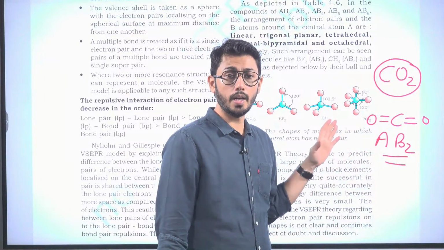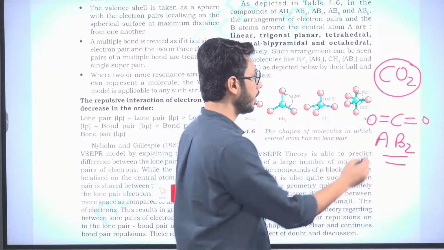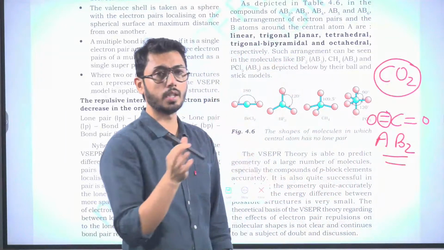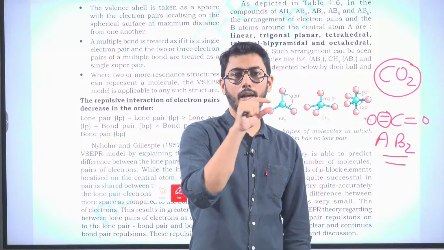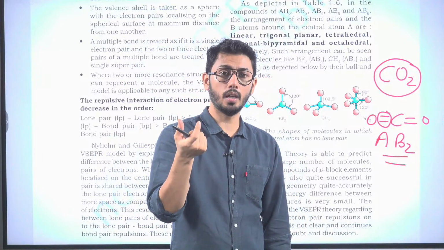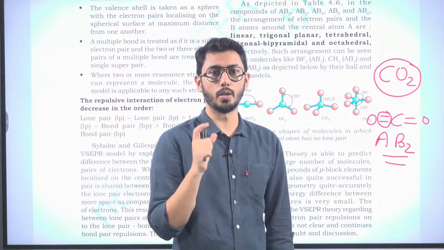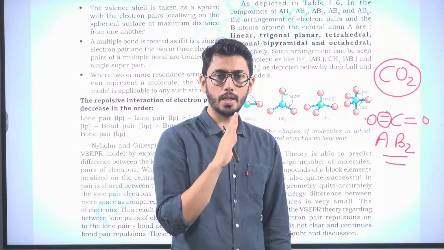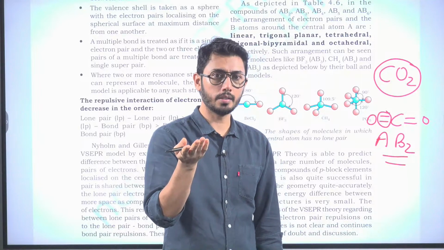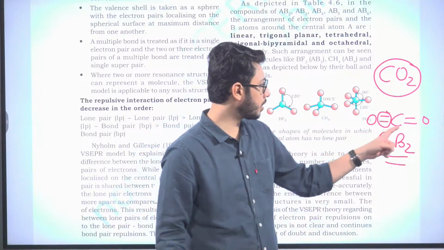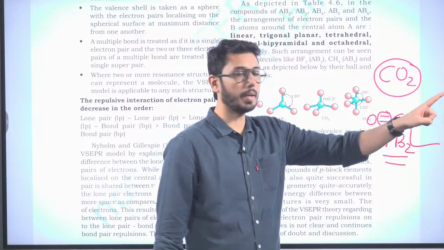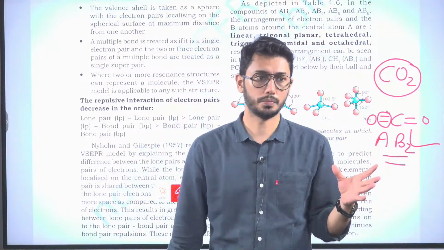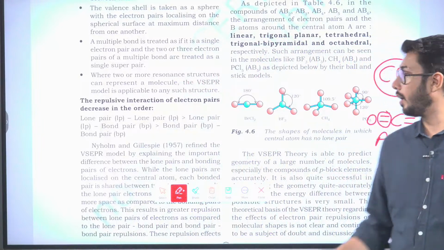I will not say 4 bonds are there, AB4. No. Why? Because of the postulate of VSEPR that a multiple bond is treated like a single electron pair or single entity, as per the VSEPR model. So we will say it is not AB4; it is still which type of molecule? CO2 is an AB2 type molecule. Okay?